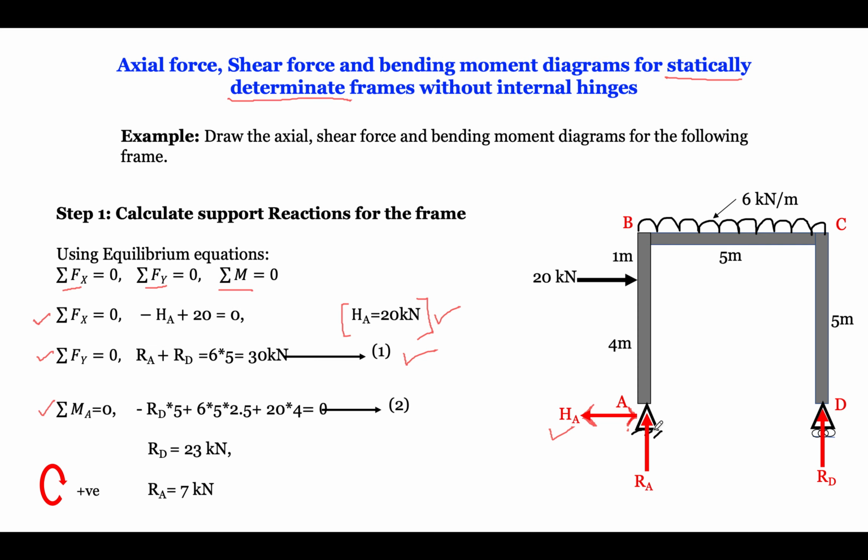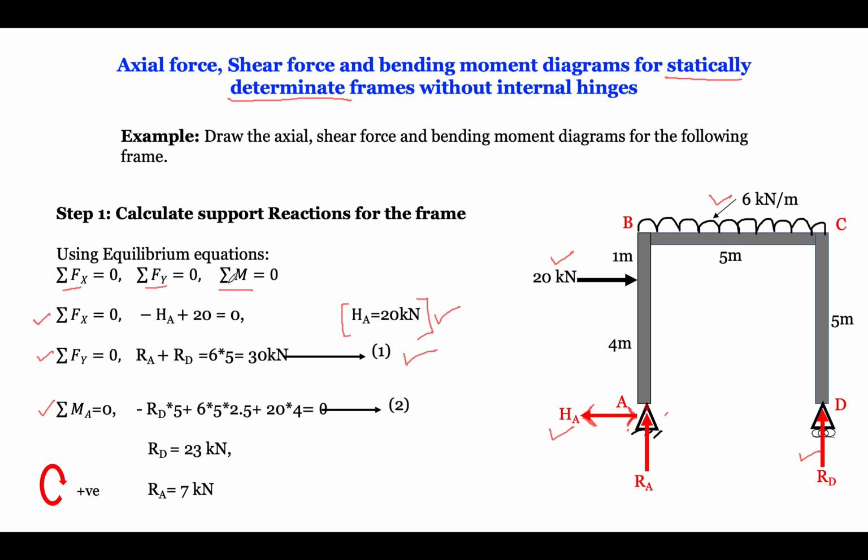Now we should know what the other reaction is. So we can consider the summation of moments about any one support. We can consider about D support, or we can consider about A support. So let us consider A support. When we consider moment about support A, what are the loads available? We can see that there is a reaction available, there is a UDL available, and there is this 20 kilonewton load available. So we will consider the moment of all these forces about support A.